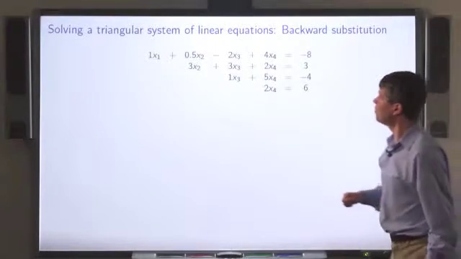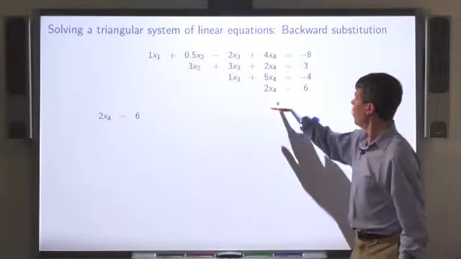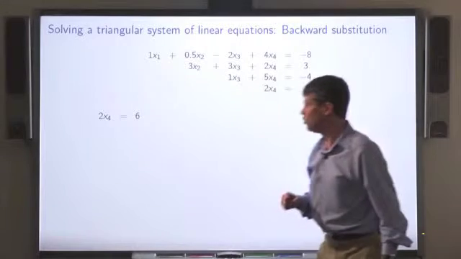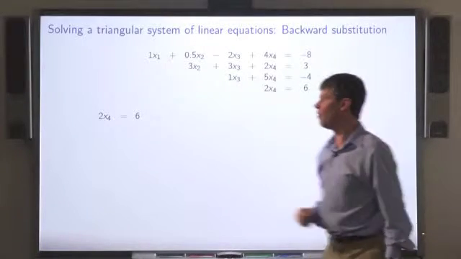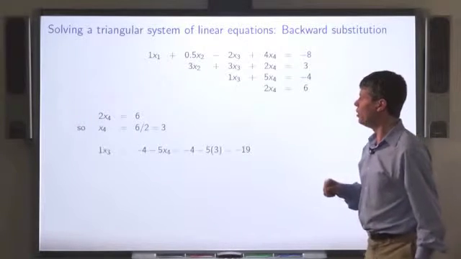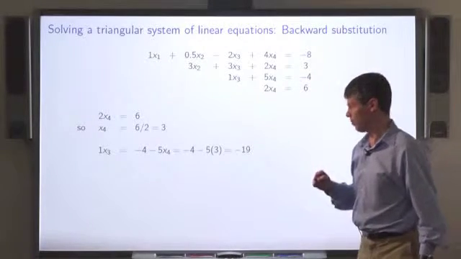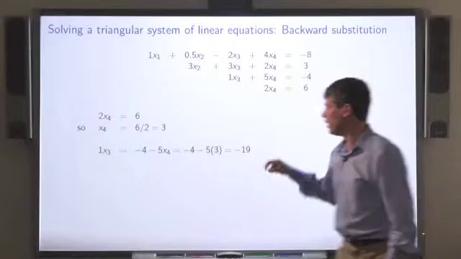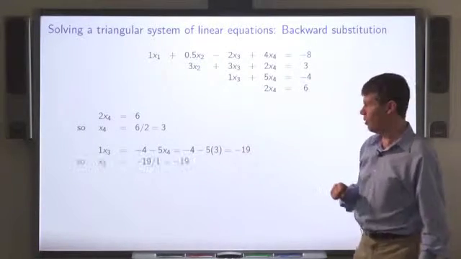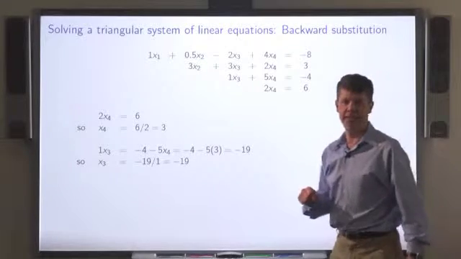So here's how that works. The fourth equation states that 2x4 equals 6. We can solve that to get x4. We plug that in to the third equation, and we find out that 1x3 equals minus 19, so x3 is minus 19.